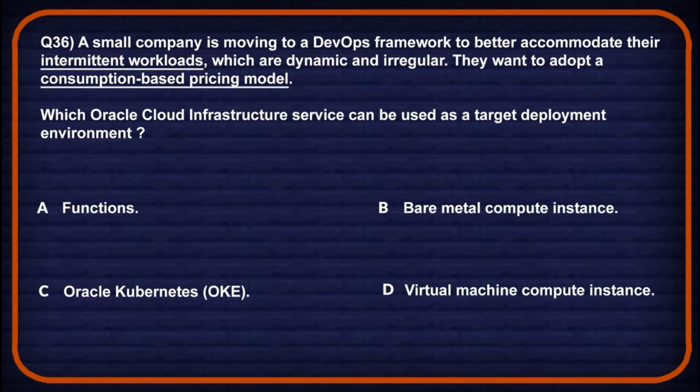Moving on to option B, bare metal compute instance. Bare metal compute instances are provisioned continuously and billed regardless of usage. So option B is not a good answer. Moving on to option C, Oracle Kubernetes. An OCI cluster requires persistent node pools, which incur cost when idle. So option C, again a wrong choice. Moving on to option D, virtual machine compute instance. Virtual machine instances are billed per hour or month, not based on actual invocation or usage. So option D, again a wrong choice. So option A will be the correct one.